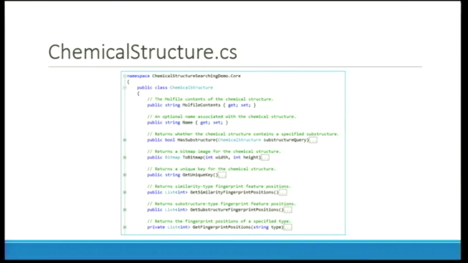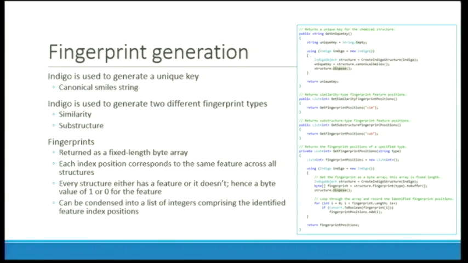So here is an outline of the chemical structure that may or may not be legible, where we basically have the contents of the mol file. We have an optional name. We have the ability to determine if this chemical structure contains a specified substructure. We can generate a bitmap, and we can generate a unique key and fingerprints. Is that readable? Maybe? Yes. All right.